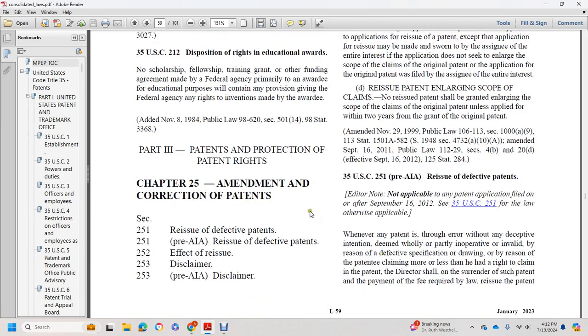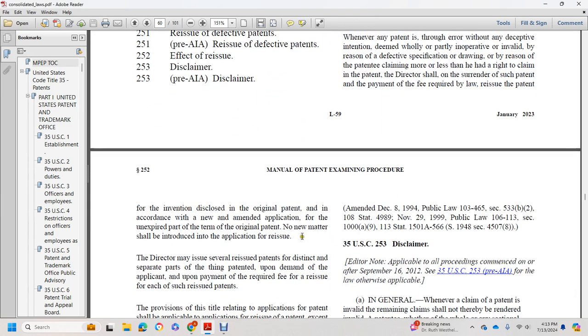Title 35 U.S. Code 251, pre-America Invents Act, reissue of defective patents. Whenever any patent is, through error without any deceptive intent, deemed wholly or partly inoperative or invalid, by reason of a defective specification or drawing, or by reason of the patentee claiming more or less than he had the right to claim in the patent, the Director shall, on surrender of the patent and payment of the fee required by law, reissue the patent for the invention disclosed in the original patent, and in accordance with the new and amended application, for the unexpired part of the term of the original patent.